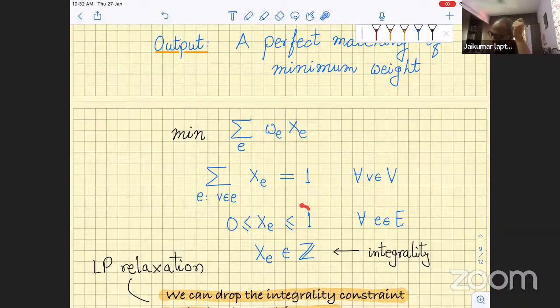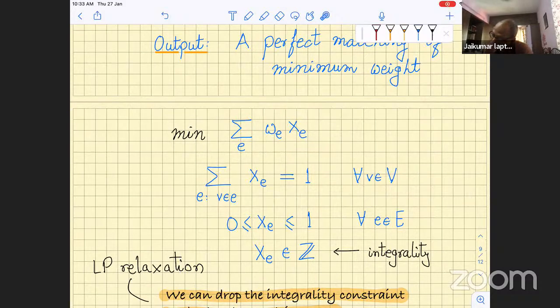Yeah, but we write it in this way, that for now, xe has to be between 0 and 1, and xe has to be integral. So if xe has to be integral, that means it has to be either 0 or 1. And what are we trying to minimize? We are trying to minimize the total cost of the edges that we have picked. So each edge which is picked will contribute 1 here, and we are trying to minimize the total cost.